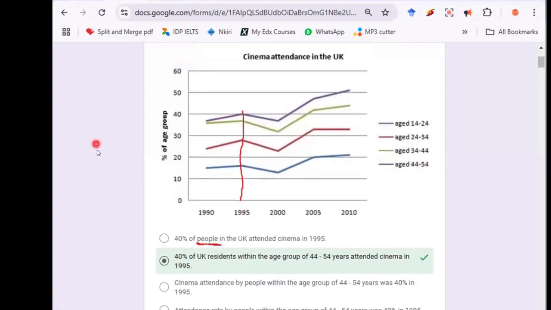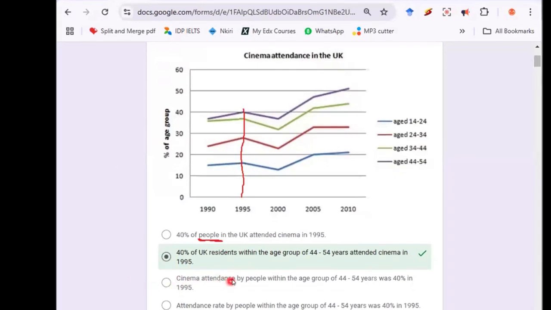Let's look at sentence 3. Sentence 3 says: cinema attendance by people within the age group of 14 to 54 years was 40%. Now, look at this interpretation. Cinema attendance was 40%. That statement is awkward. When I say awkward, it means that what you have said is confusing. It's giving somebody a headache. It's not clear. It's mixed up. It's not accurate. That's the meaning of awkward.